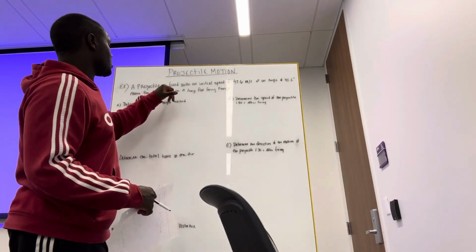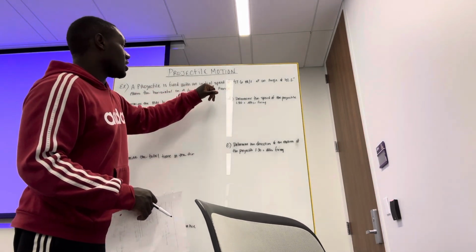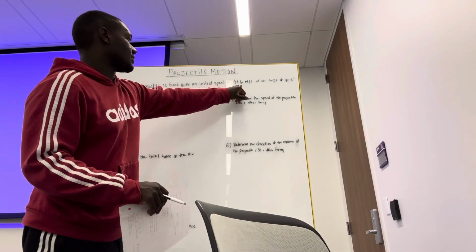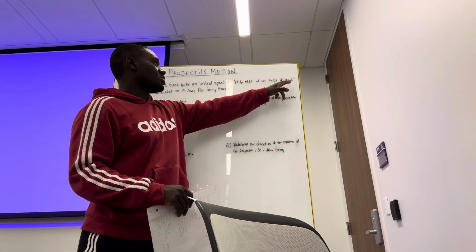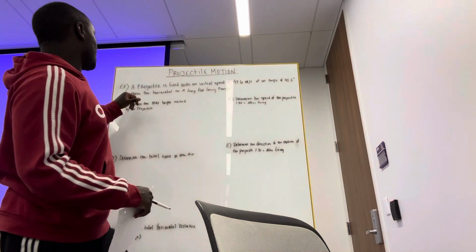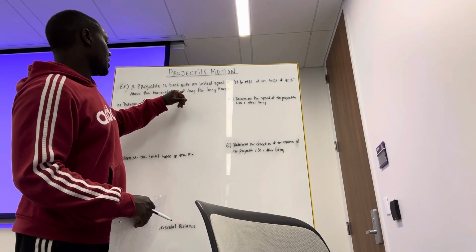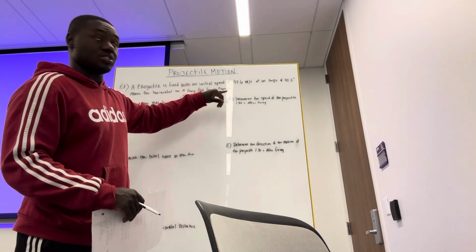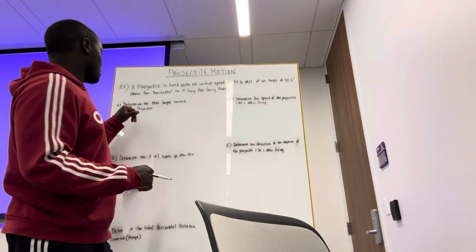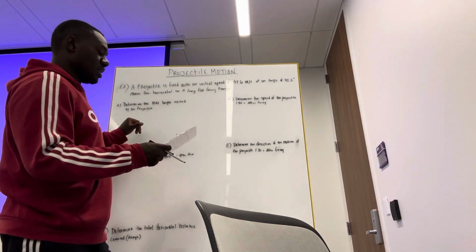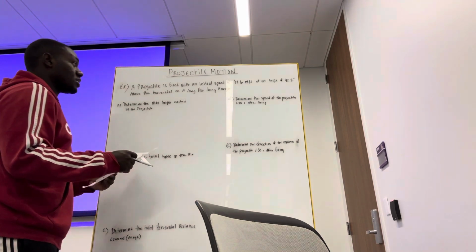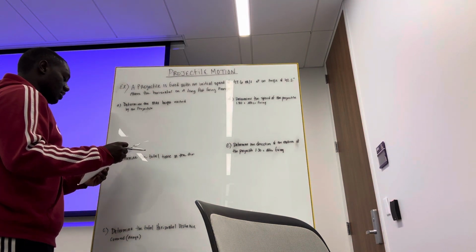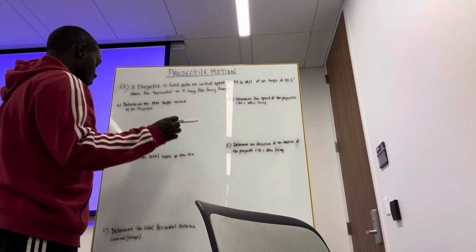A projectile is fired with an initial speed of 47.6 meters per second at an angle of 42.2 degrees above the horizontal on a long flat firing range. So first we're going to determine the max height reached by the projectile. And to do this, we know that the initial speed is 47.6 and the angle of inclination is 42.2 degrees.